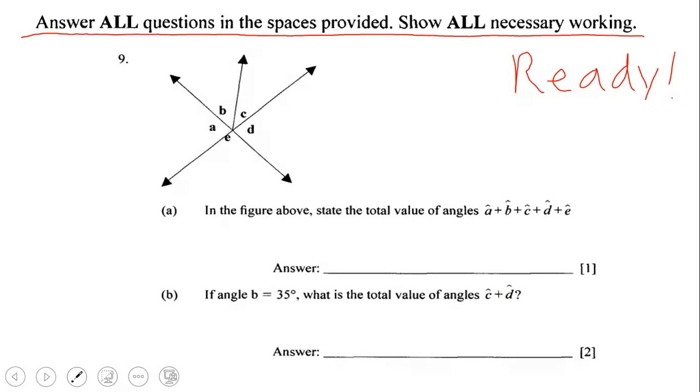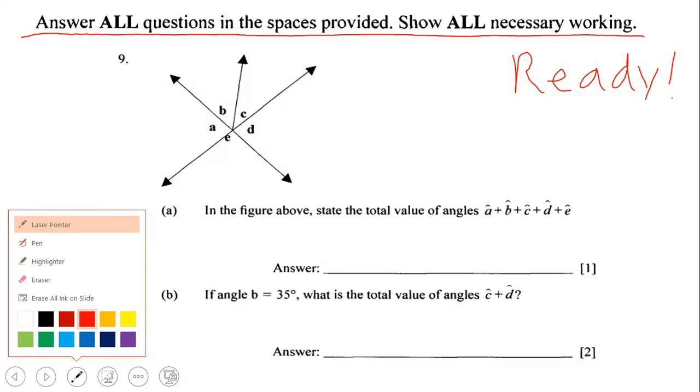Now, I want to give you an opportunity to attempt this question on your own. So I want you to pause the video, attempt the question on your own, and then unpause it when you are done. So pause the video and I'll see you on the other side of the pause.